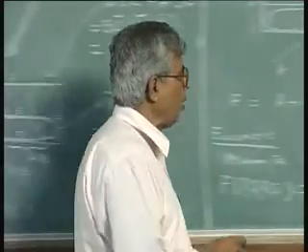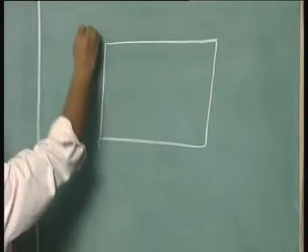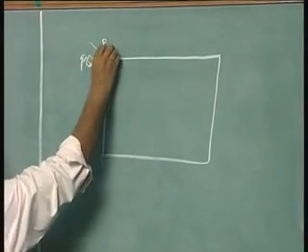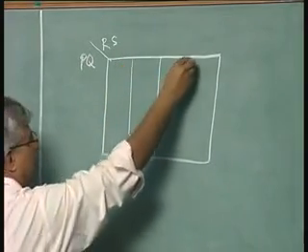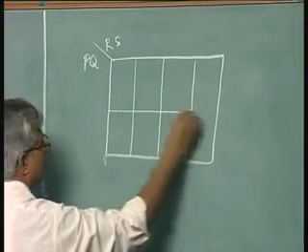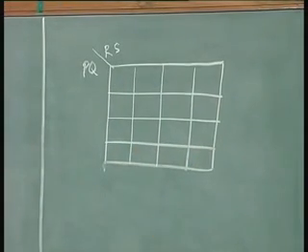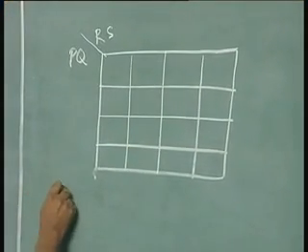So let us do the K-map. We will have 4 variables, PQRS. 16 cells must be there. This is the map, the K-map of 4 variables.